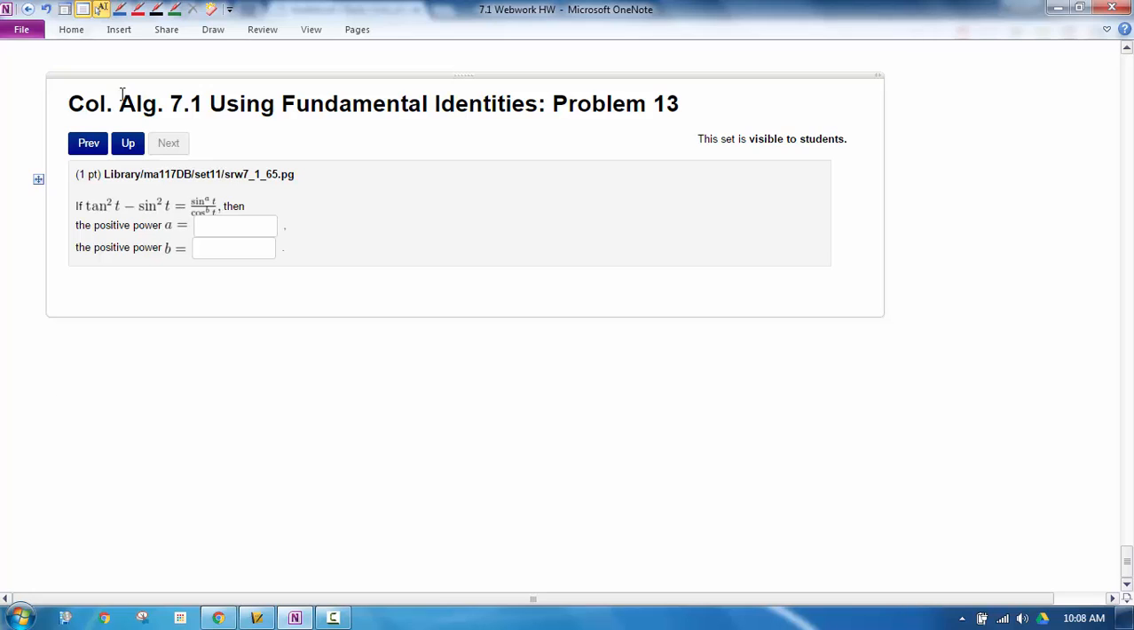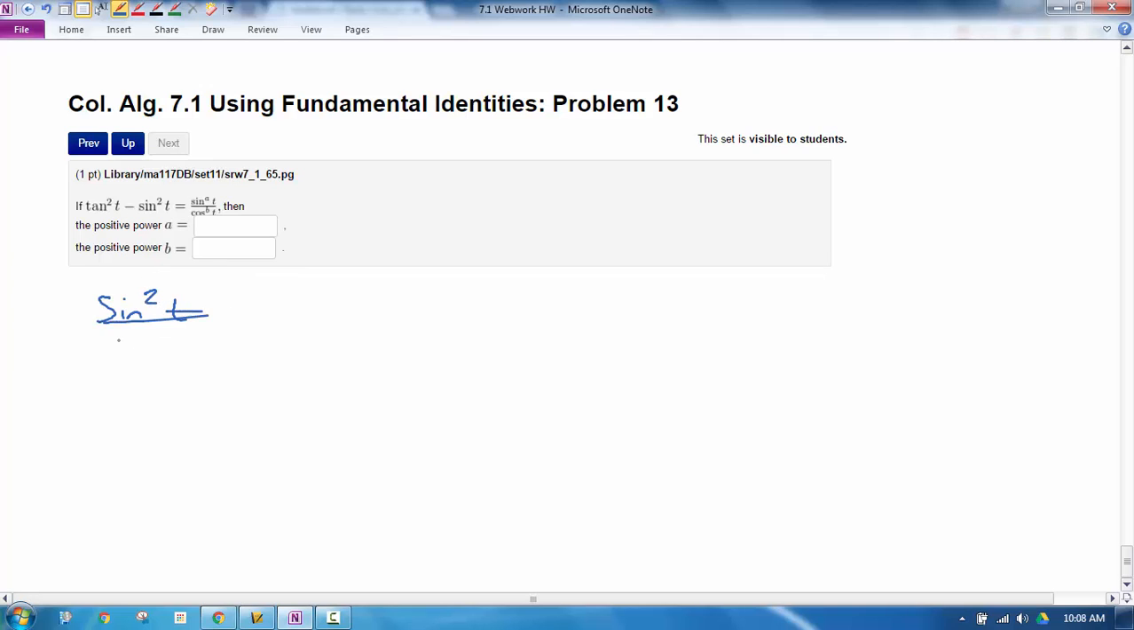Okay, the last problem then wants us to rewrite this left side as the sine to some power of t divided by the cosine to some power of t. So I'm going to try to take the left side and rearrange it. To do that, a lot of times it's best to write everything in terms of sine and cosine. So I'm going to write it sine squared of t over cosine squared of t, because that's what tangent really is, sine over cosine. And that's minus the sine squared of t.